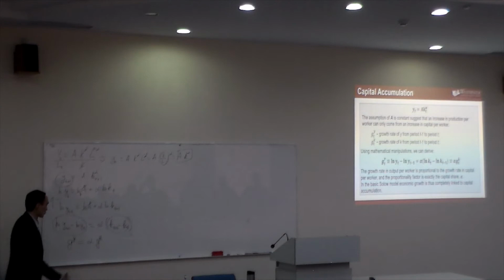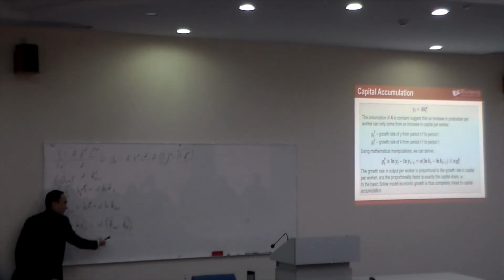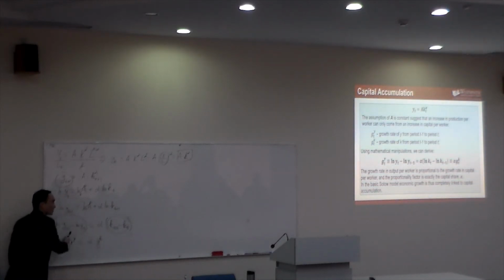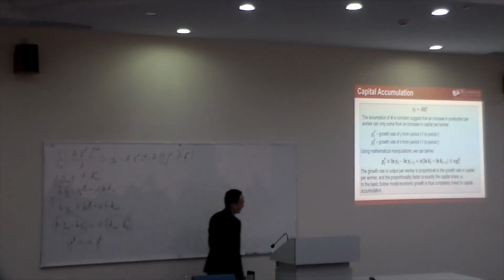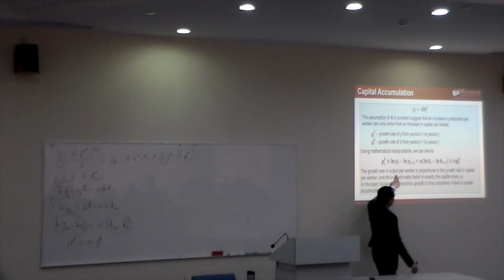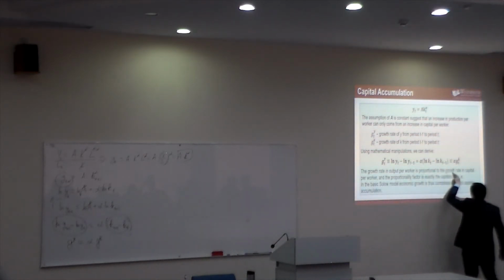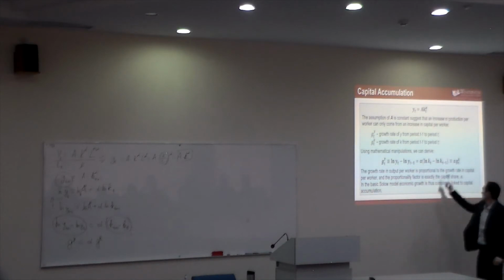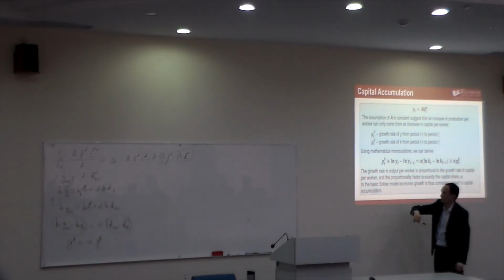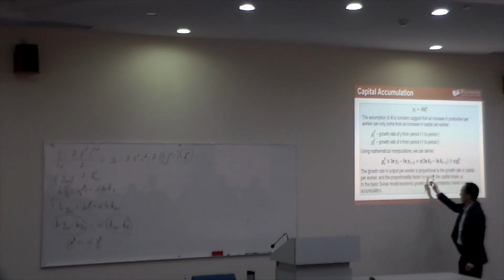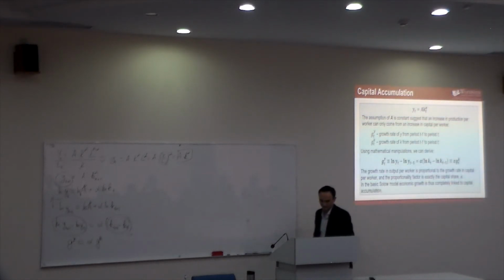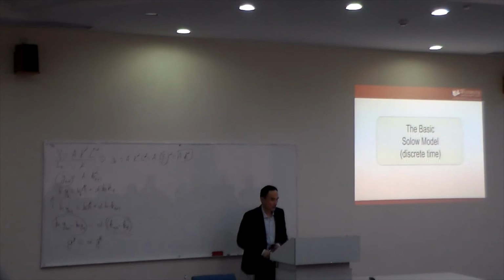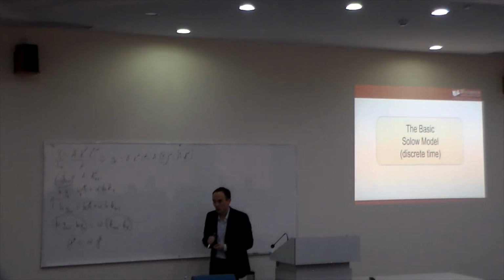Okay? So growth in per capita capital really determines growth in output. So the growth rate in output per worker is proportional to the growth rate in capital per worker. The proportionality factor, as you can see, is exactly equal to alpha. Okay. Good. So now we will consider the basic Solow model.